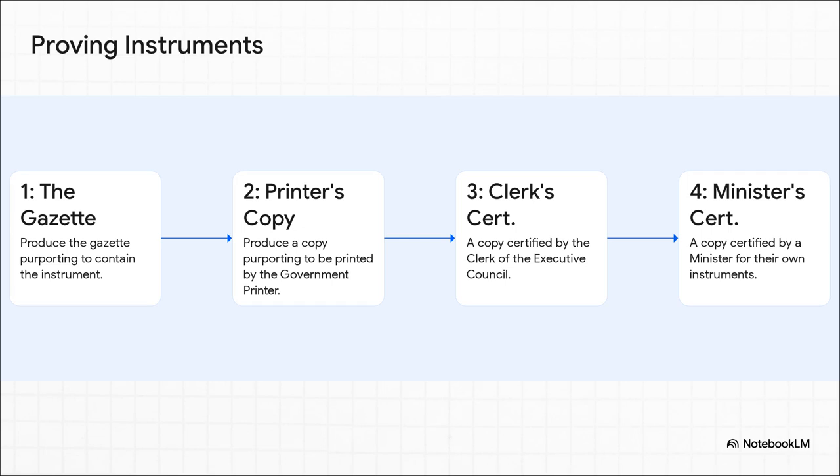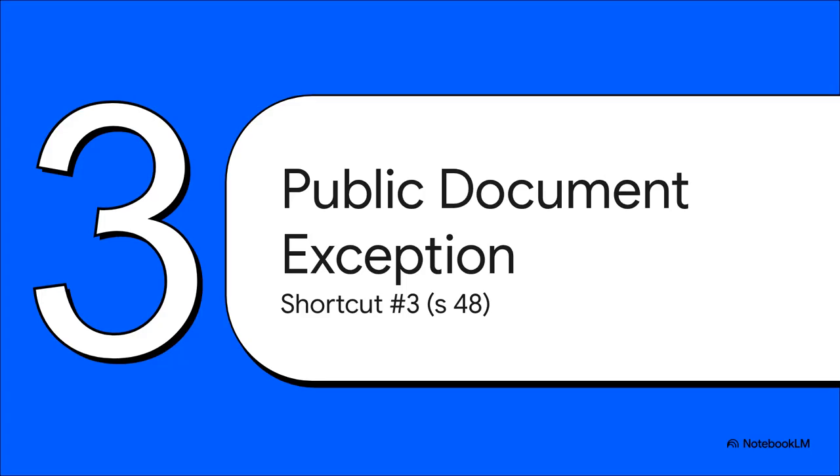Just think of this as your practical checklist. First up, and often the simplest, just produce the relevant government gazette that contains the instrument. Job done. Second, sound familiar? A copy that purports to be printed by the government printer. That works too. Or for more specific instruments, you can use a certified copy. If it's from the governor and council, get it certified by the clerk of the executive council. If it's from a minister, get it certified by that minister. 4 clear, effective options.